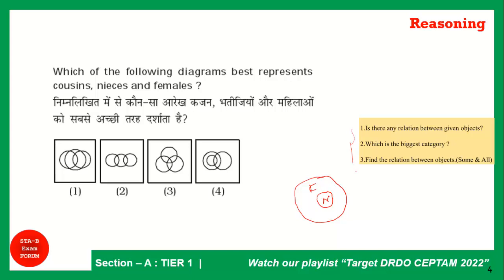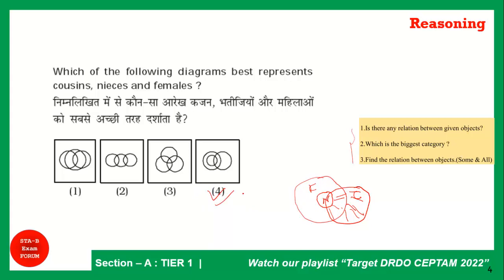But some nieces can be cousins also. Okay, so this represents the correct Venn diagram. Let's understand, this is our cousin circle. This region represents male cousins. This region represents female cousins. This represents female niece cousins. So the correct option is option 4.